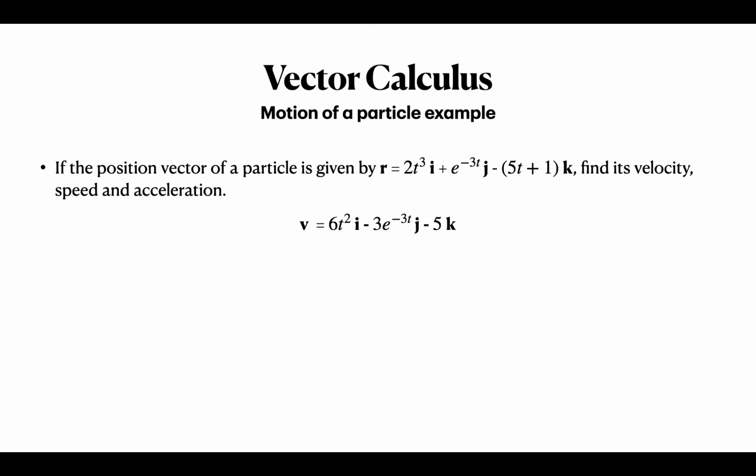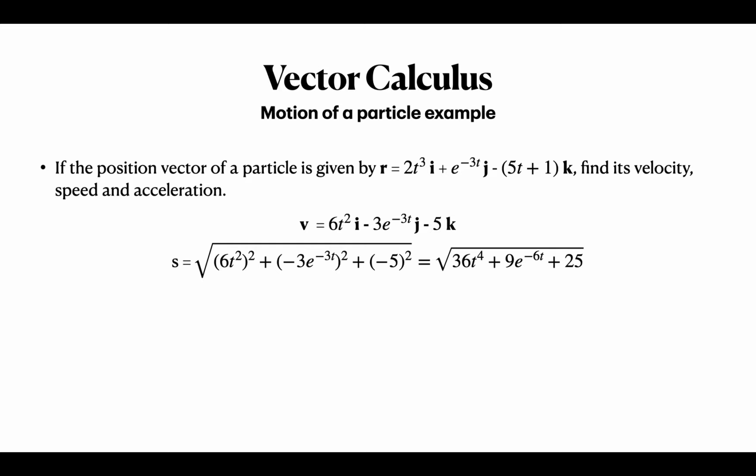To get the speed now, guys, we need to get the magnitude of that vector. So it's going to be the square root of (6t squared) squared plus (minus 3 exponential minus 3t) squared plus (minus 5) squared. And then you multiply it out, folks, you get 36t to the power 4, you get 9 exponential minus 6t, and you get 25. And it's exponential minus 6t because when you multiply exponential minus 3t by exponential minus 3t, you add the powers, so you get minus 6t. All right. That's all it is. And that's speed.